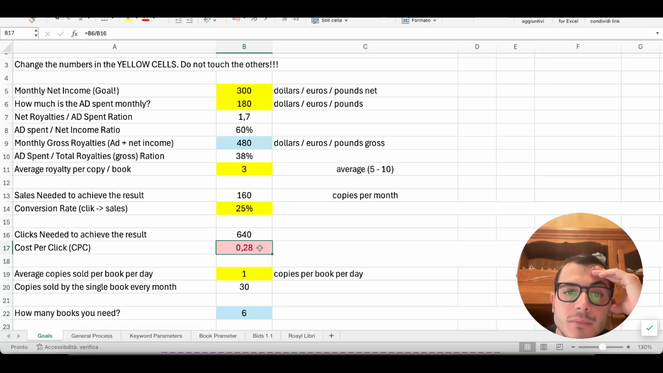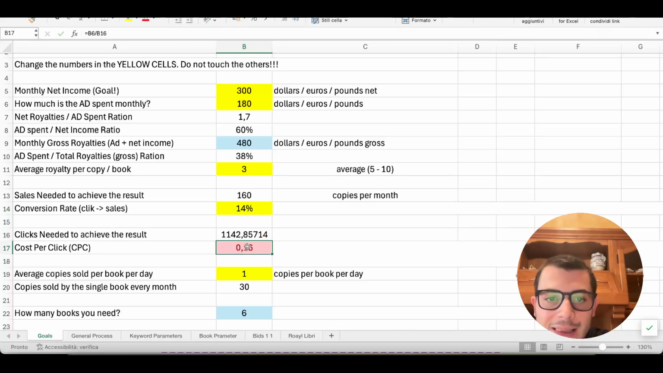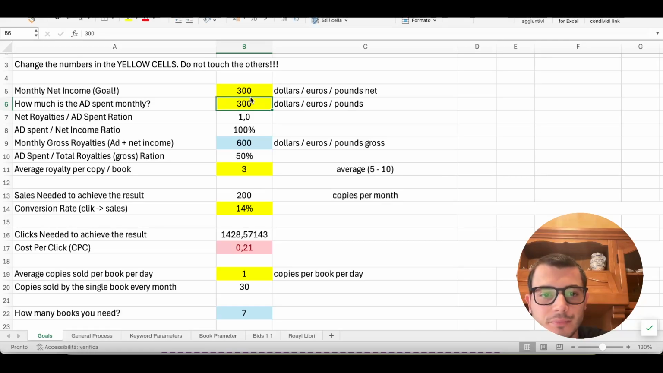Imagine this situation: a bid of 0.28 cannot generate you clicks, so it cannot generate impressions, and you can't achieve this result. Further, if you don't have a conversion rate of 25%, but maybe it's 14, you can pay even less. So you need to increase the ad spend in this case.